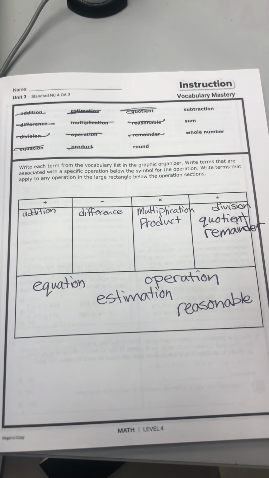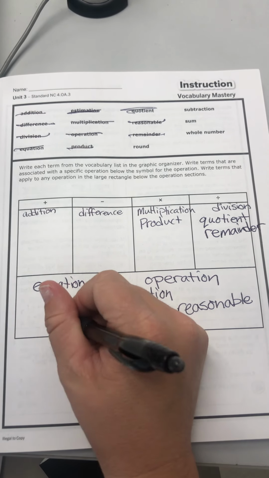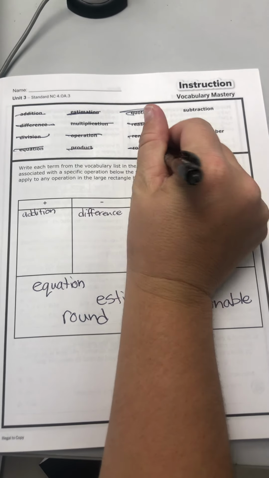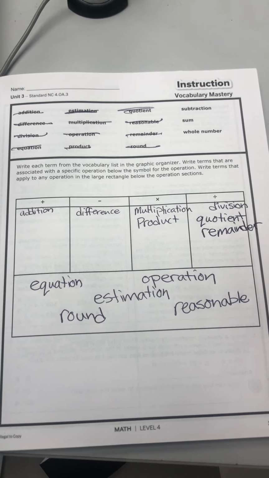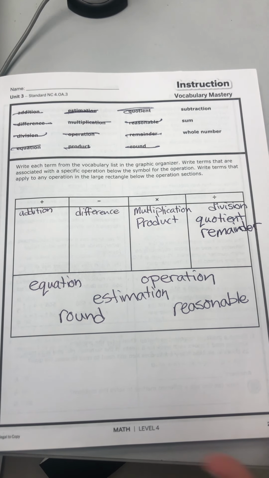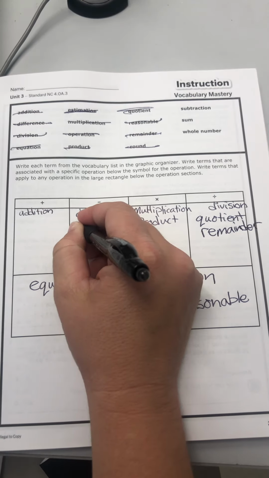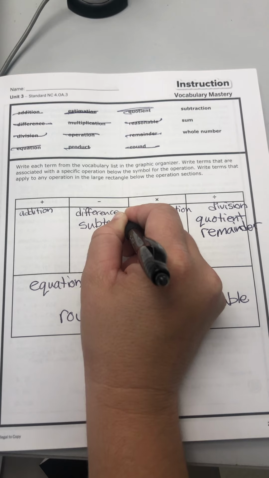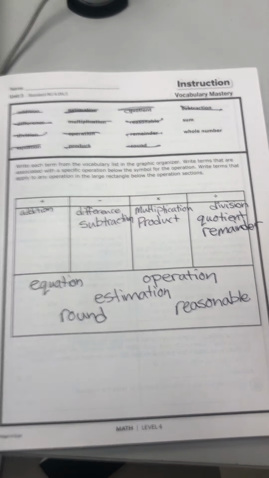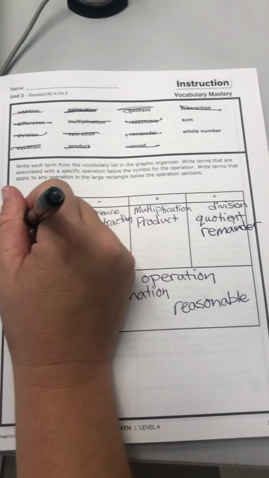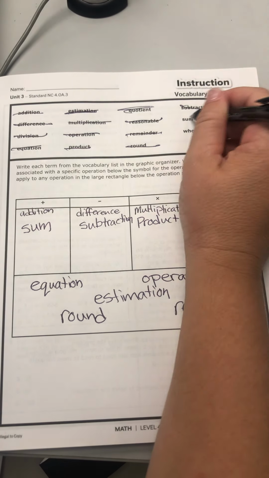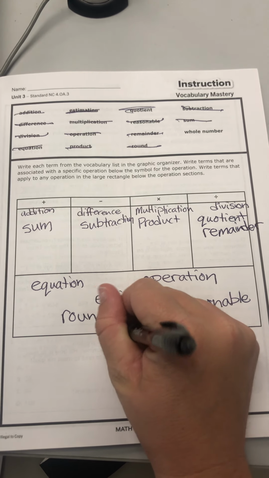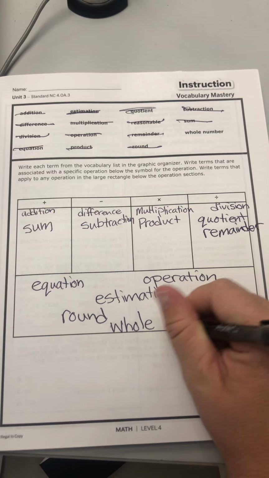Round. Round would go in the bottom, because you can round any number. You can round any one of these. All right, we have subtraction. The difference. We have sum. Addition. And then we have whole number. Big box. In the big box. Whole number.